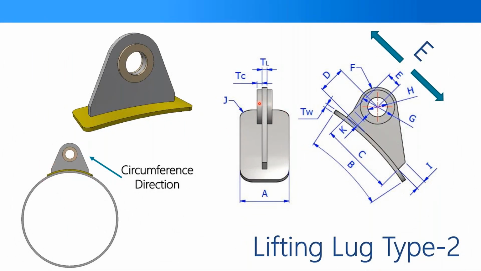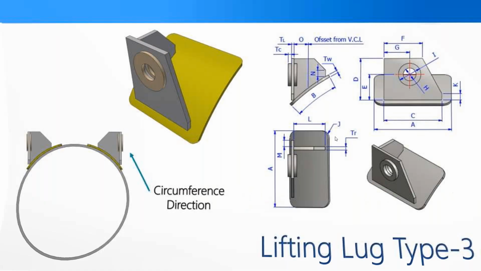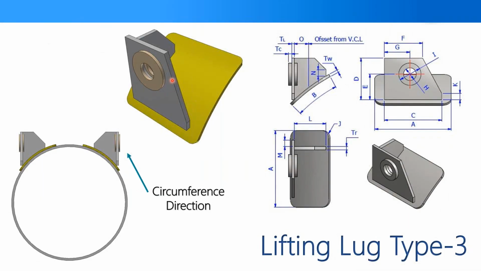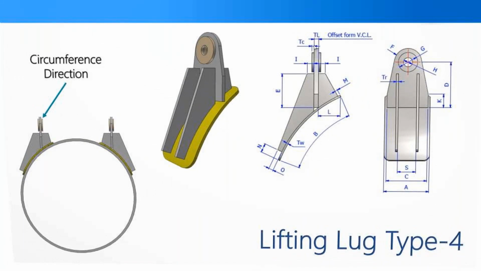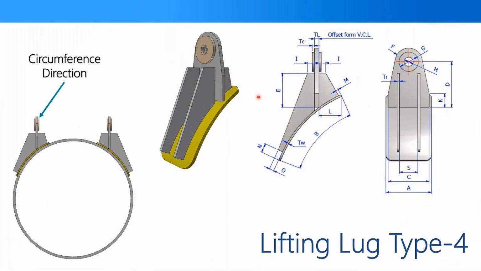You have the ability to add a wear plate and cooler, control the location of the hole. This type of lifting lugs usually used in the mid-range weight vessels. This type of lifting lugs for large weights of the horizontal vessels.